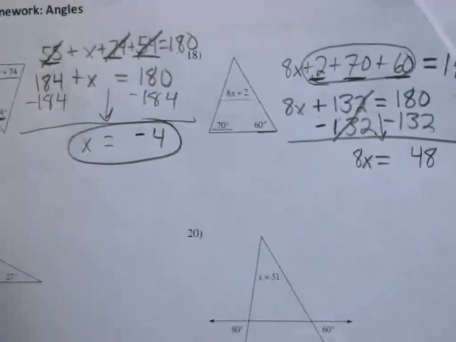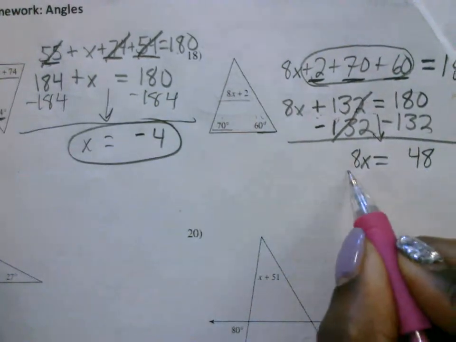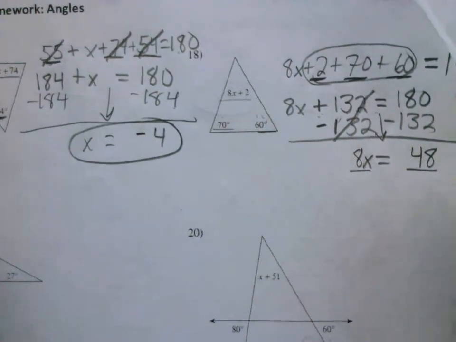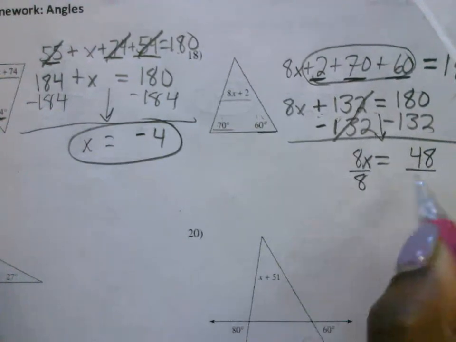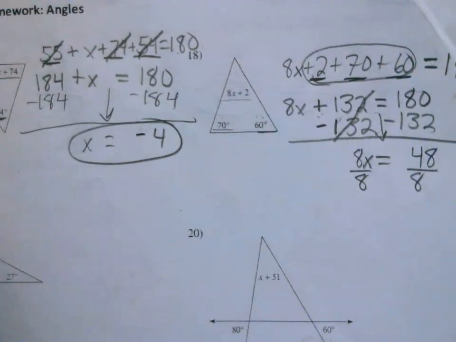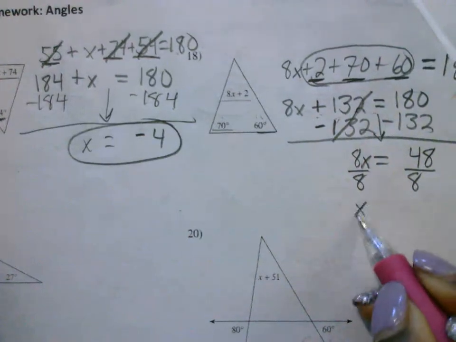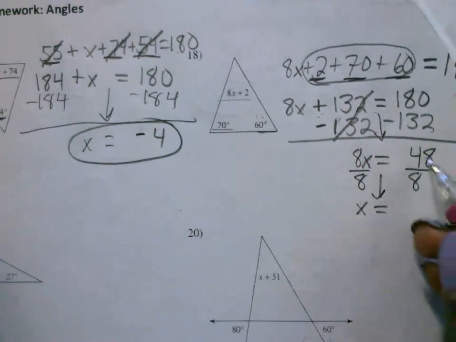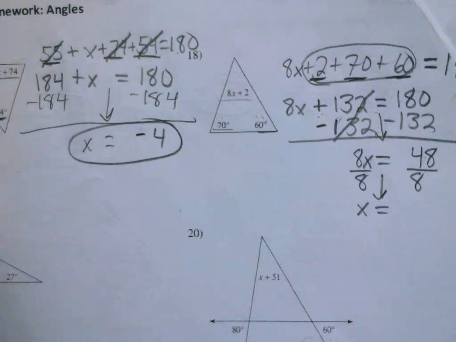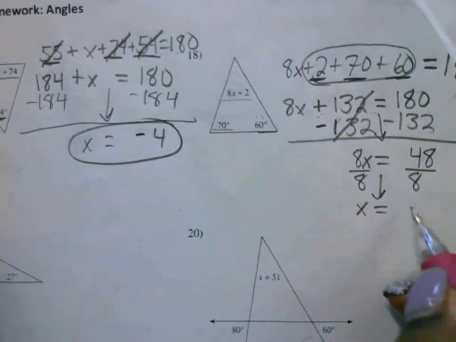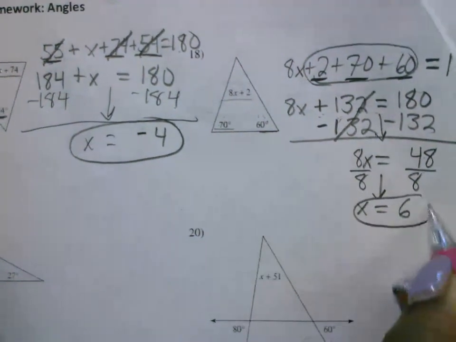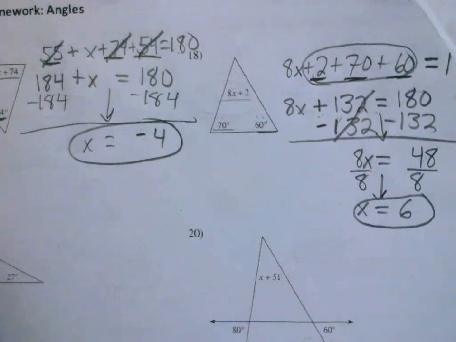Now what do we do to get x? Yes. To get x by itself, we're going to divide. Very good. What are we going to divide both sides by? 8. 8 divided by 8 gives me a 1x. What's 48 divided by 8? It is 6. Pause for the cause. Give us a chance to write. All right, here we go.